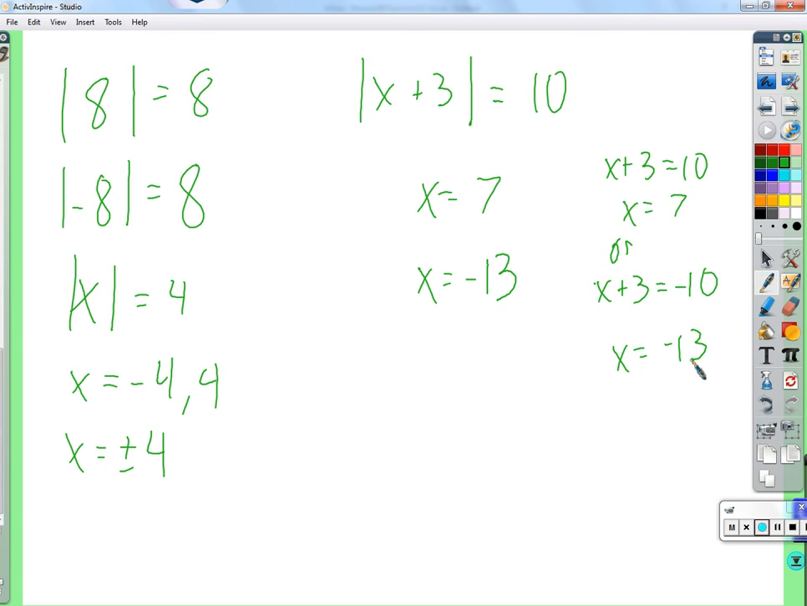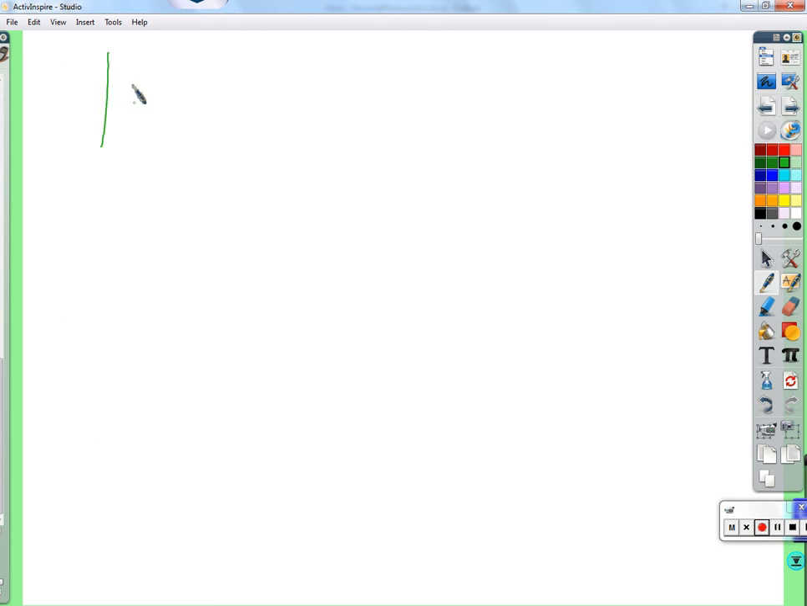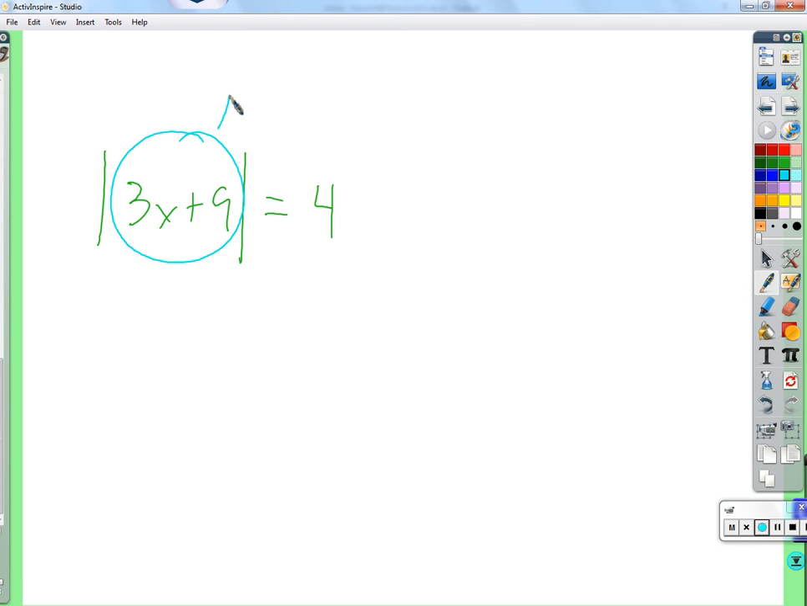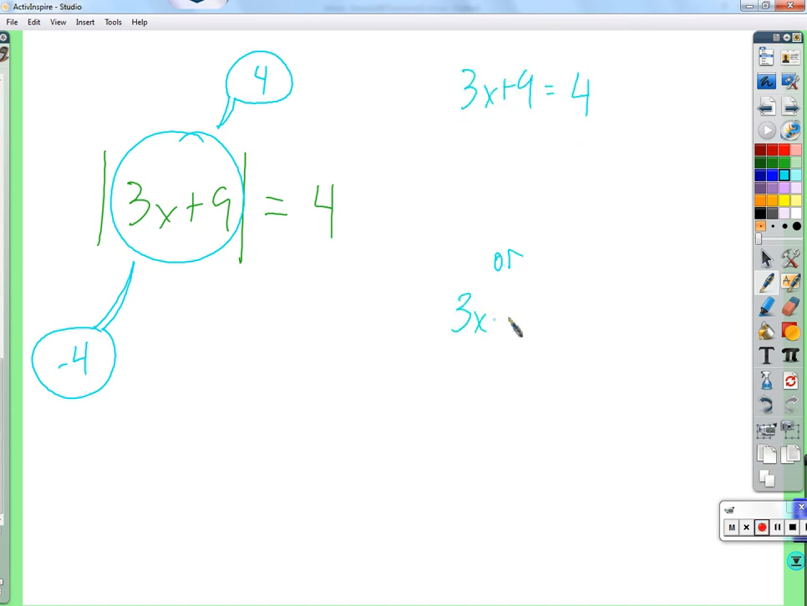If you just take that to heart, that the absolute value is equal to something, then the stuff inside the absolute value could be equal to positive or negative. If this stuff is 4, then the absolute value of 4 is 4. And if all of this stuff comes out to be negative 4, and I plug in some x and it comes out to be negative 4, and I take the absolute value of that, then that will also be 4. So I can say that 3x plus 9 equals 4, or 3x plus 9 equals negative 4. If either one of those things happens, this equation will be true.